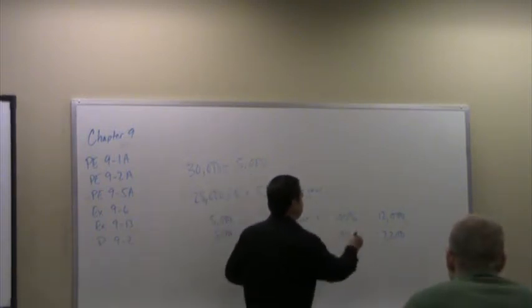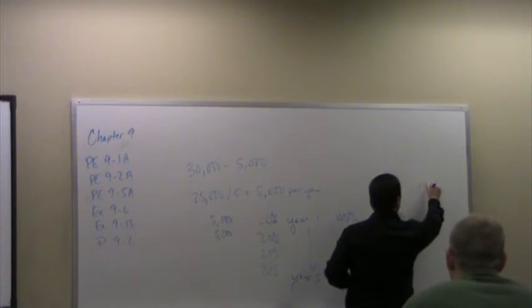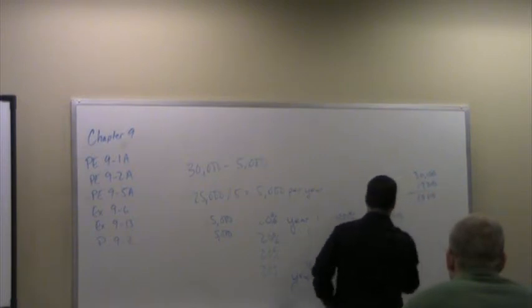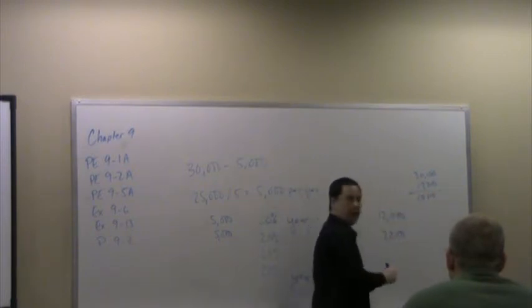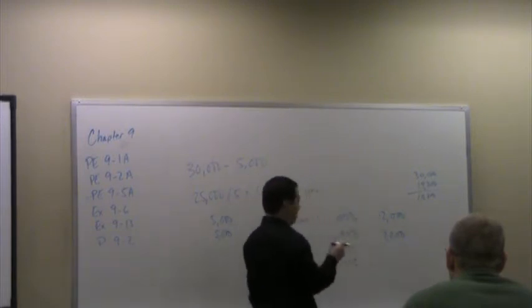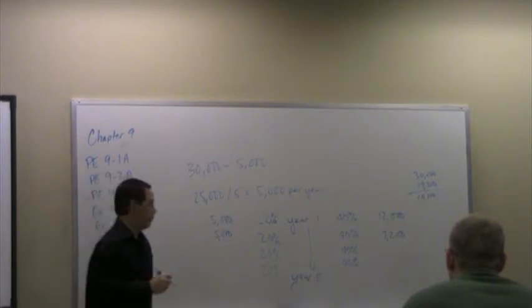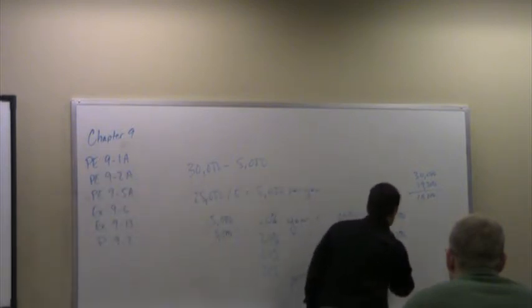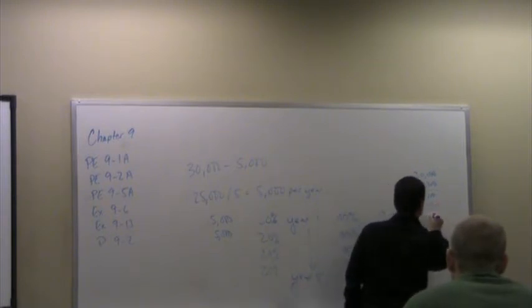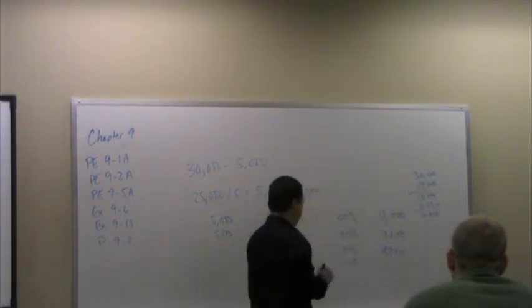So that gives me 19,200 that I've depreciated so far, subtracted from the 30,000. So it means I've got 10,800 left over. And I will take the 40% times that, and that would give me somewhere around 4,000. It's 4,320. So if I have 4,320 here, that gives me 6,480 left over. And that would be 40% of that one.